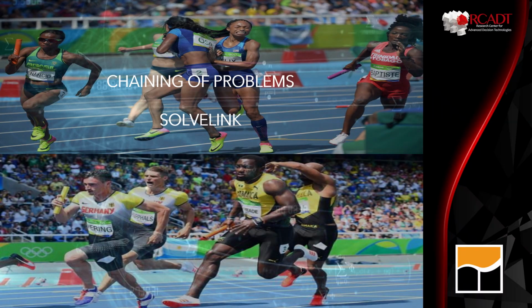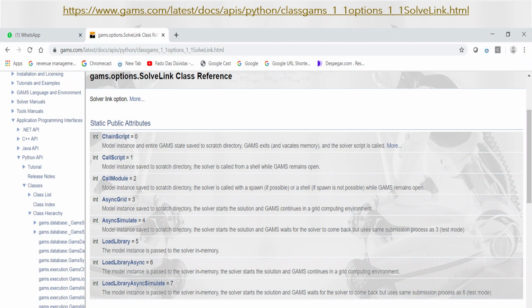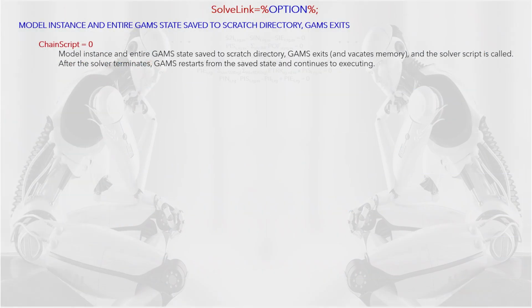GAMS SolveLink. The screenshot shows the SolveLink options available in GAMS. These options may be grouped into three sets. Group 1. Model instance and entire GAMS state saved to scratch directory, GAMS exits. Chain script equals 0. Model instance and entire GAMS state saved to scratch directory, GAMS exits and vacates memory, and the solver script is called. After the solver terminates, GAMS restarts from the saved state and continues executing.